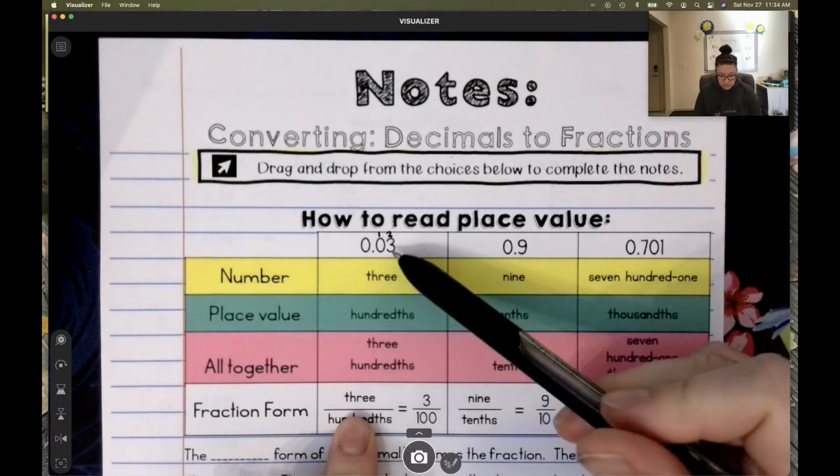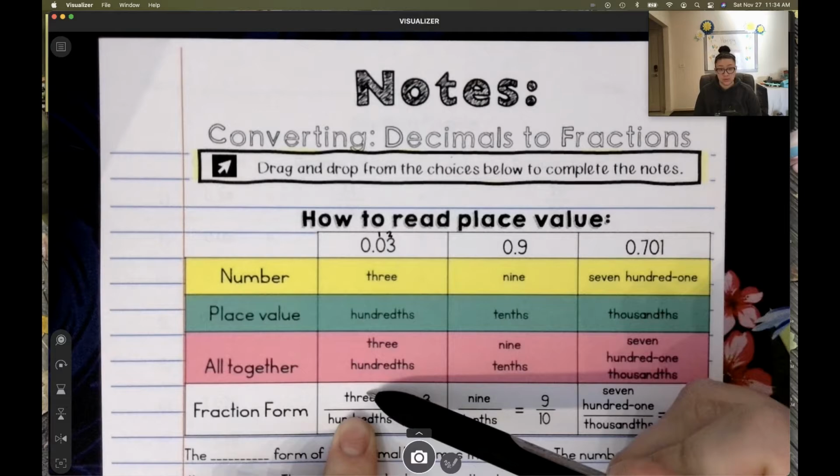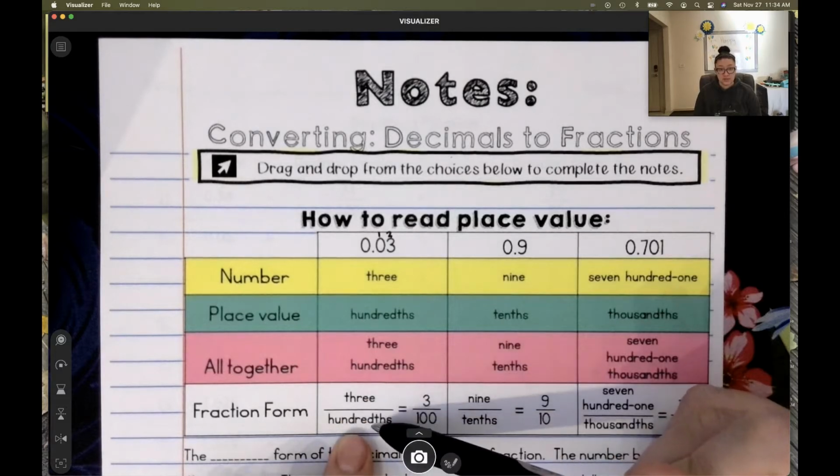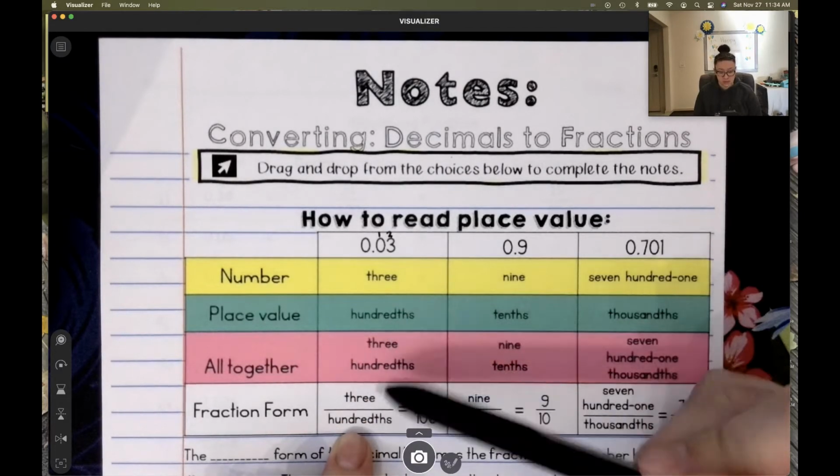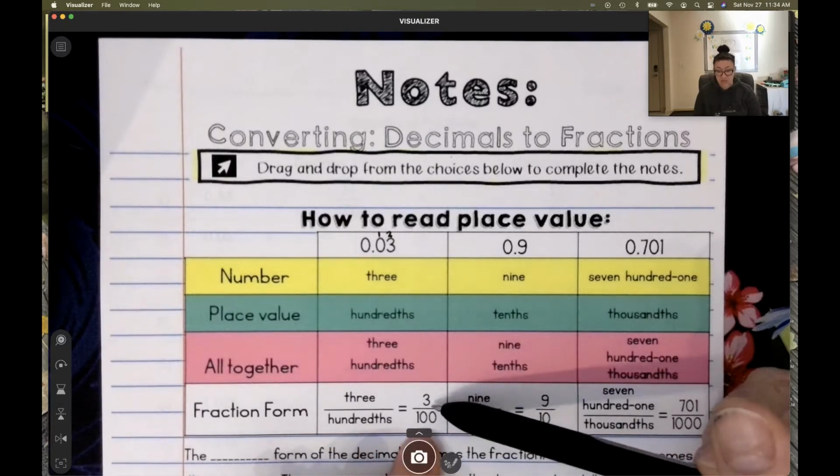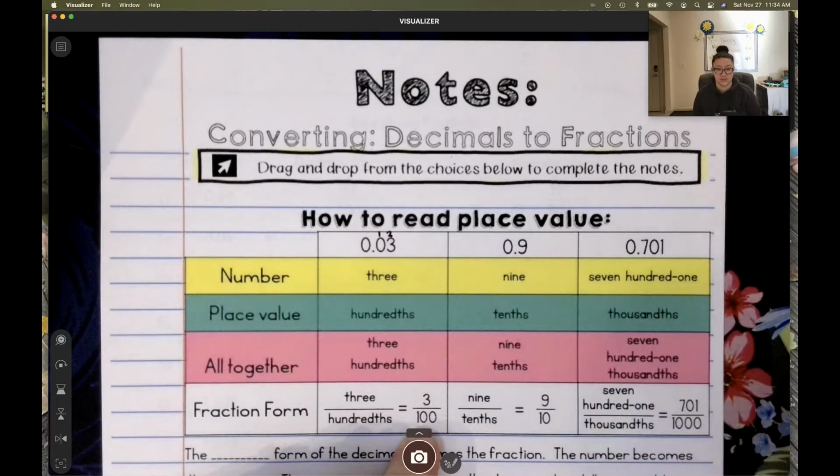My numerator is the number I have without my decimal, 3. My place value is my hundredths. So I take those words and turn them into numbers: 3 over 100, 3 hundredths.